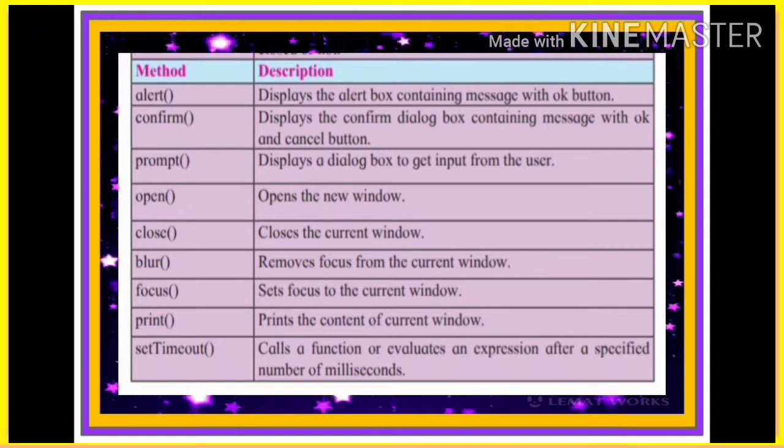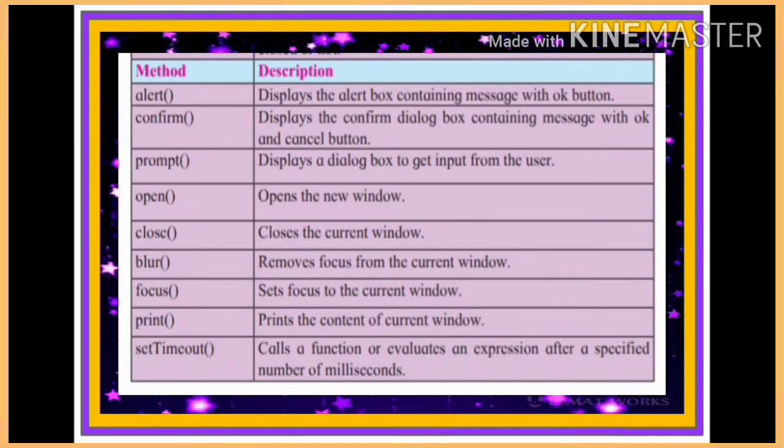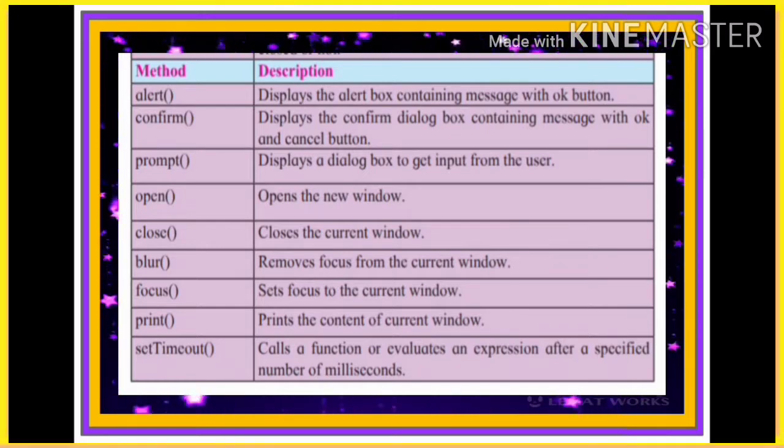Next method is print method. It prints the contents of current window. And last method is setTimeout method, where T is capital. setTimeout calls a function or evaluates an expression after a specified number of milliseconds. Students, please note 1000 milliseconds means our 1 second.